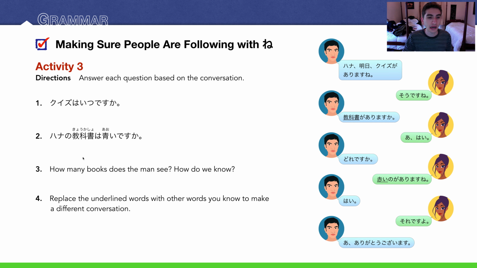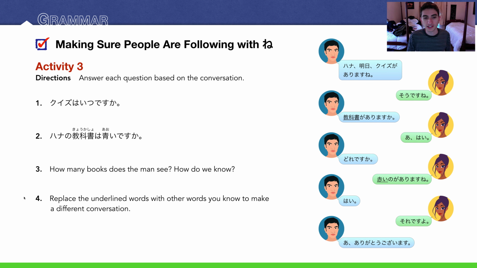And then number 3, how many books does the man see? How do we know? Well, I'm going to say he sees 3 or more. And I know that because he used the word dore. Remember, dore always implies, not always, but most of the time implies 3 or more.